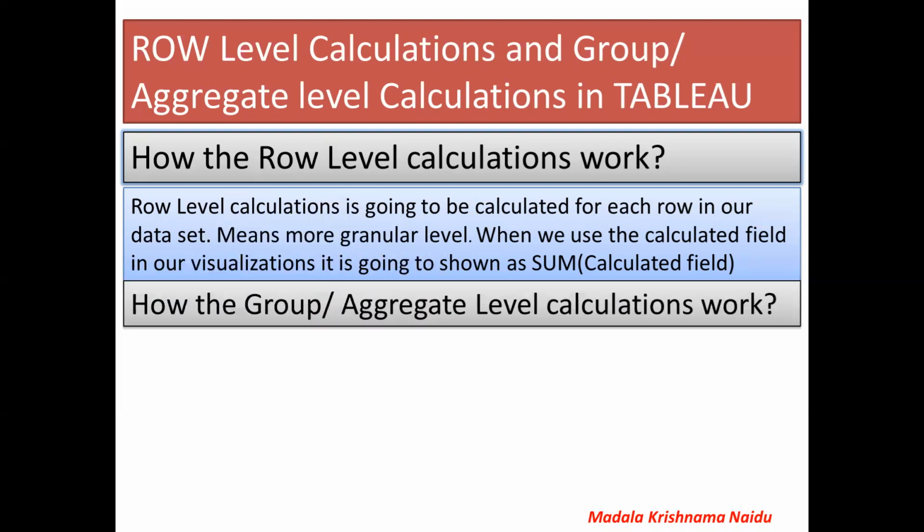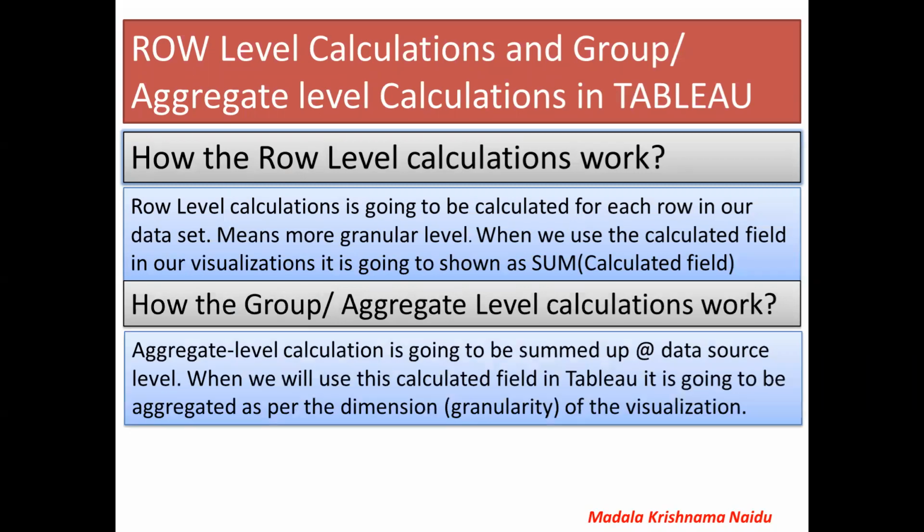Now we will see how aggregate level calculations work. Aggregate level calculations are summed up at the data source level, and whenever we use them in our visualization, the calculation is automatically built up based on the dimensions. Means the calculation happens at the time you use it, based on the dimensions we are using in our visualization, either high level or low level.